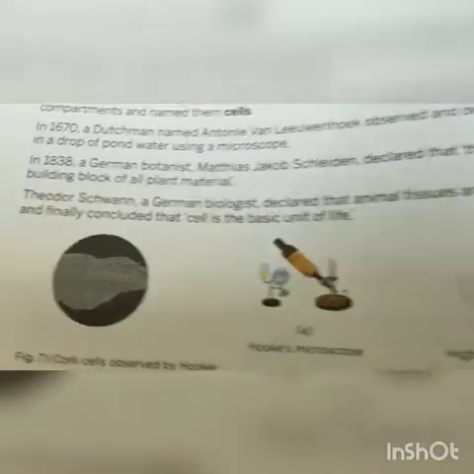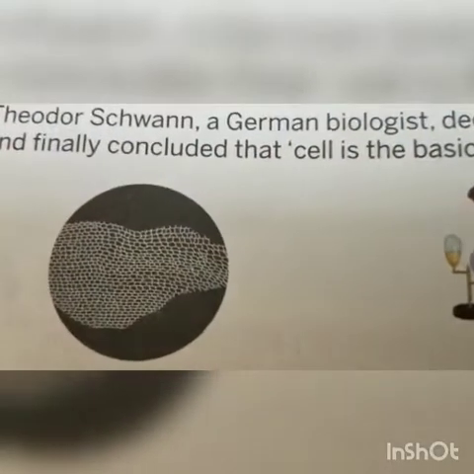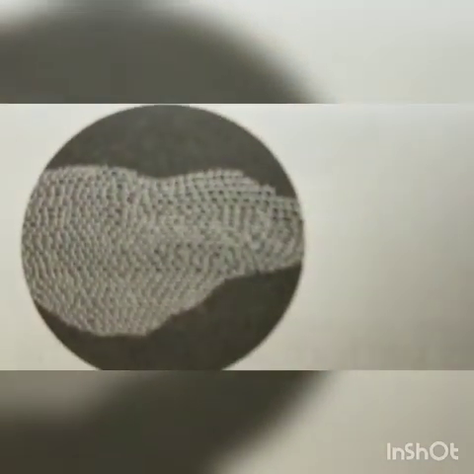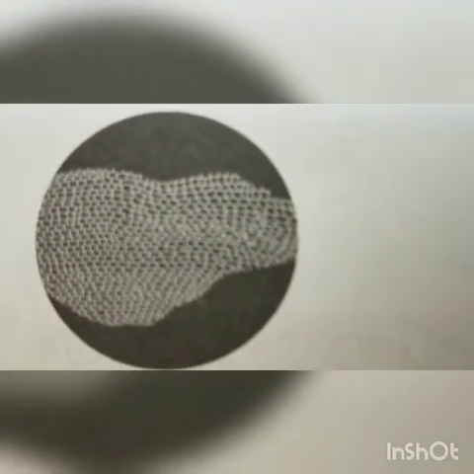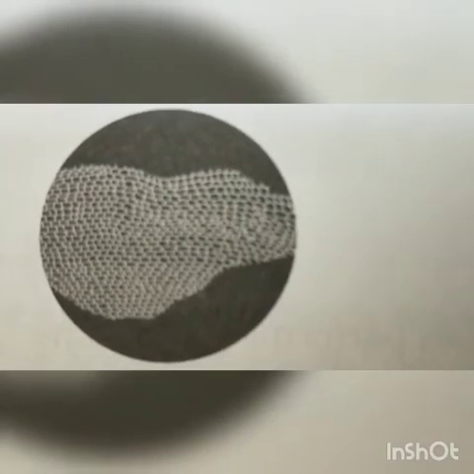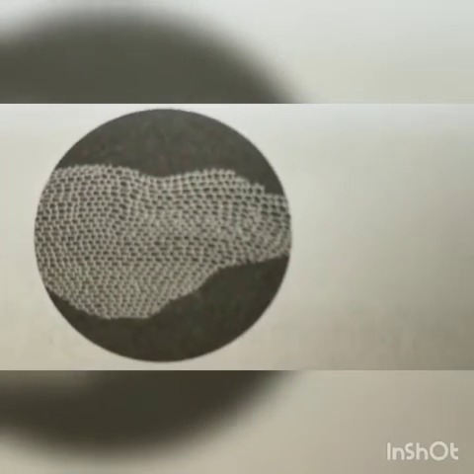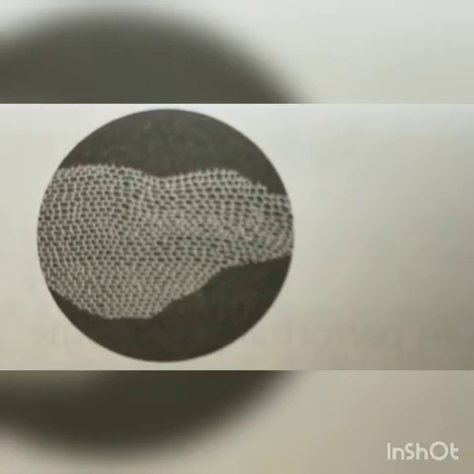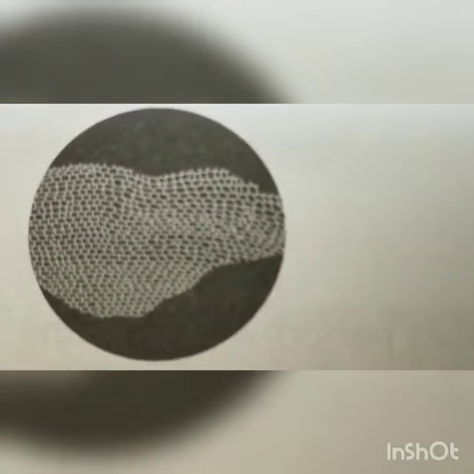Okay, so look, here is the structure of the cell that Robert Hooke observed under his microscope. Okay, this is the structure. It's just like a small hole in a sheet of paper, no? But it is not a small hole, it's like a room. That is the structure of a cell.